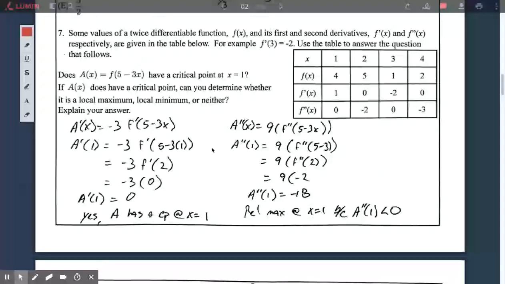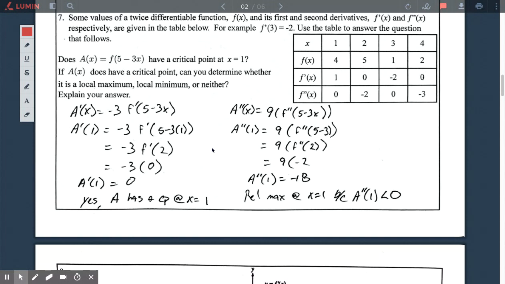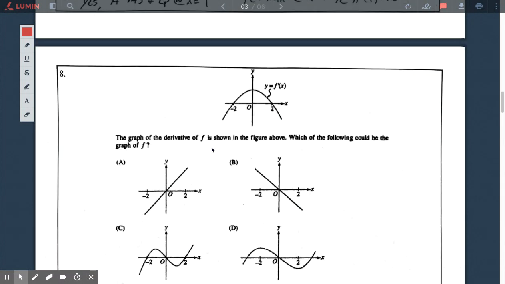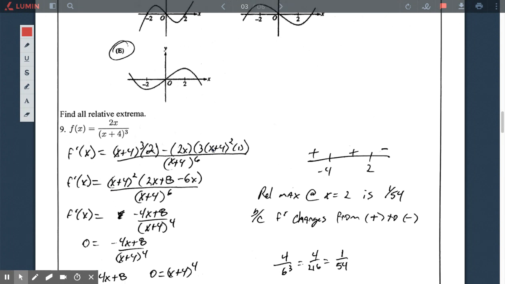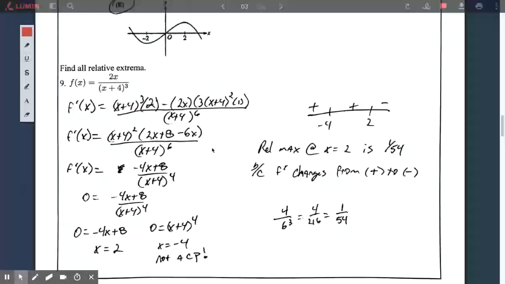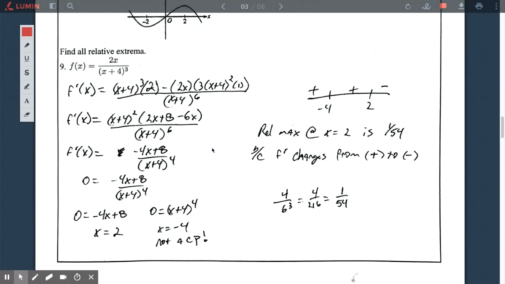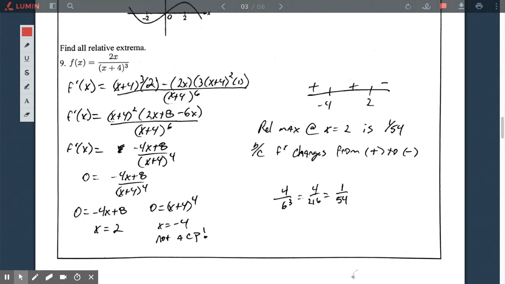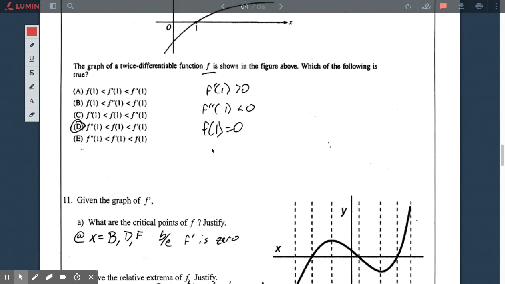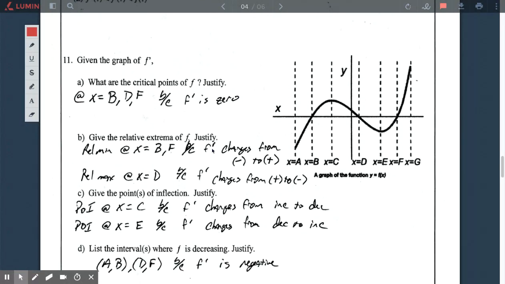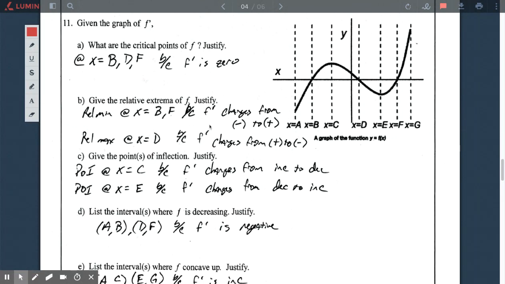All right, we worked number 7 in class, so see the other video if you want to look at number 7. We did number 8 in class, so see that video if you want number 8. I believe we looked at number 9 as well in class, so see the other video for number 9. We looked at number 10. We did not look at number 11, so let's look at number 11.